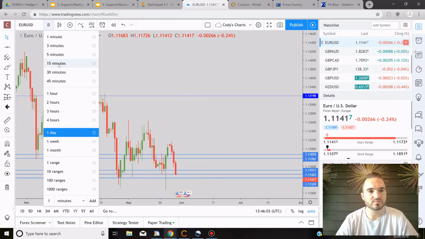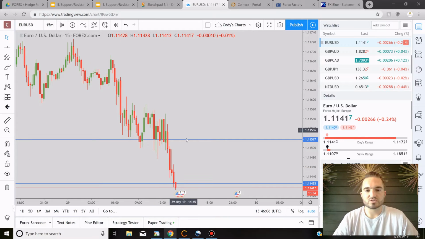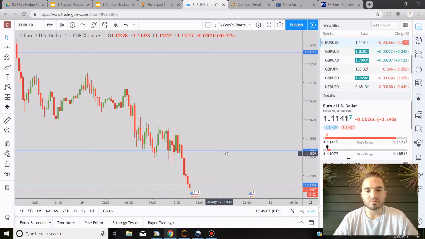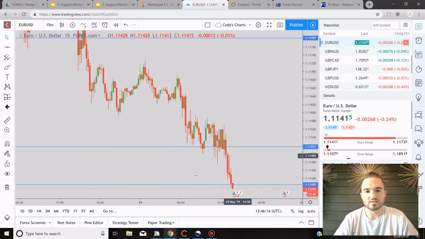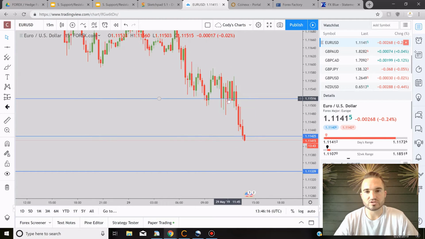I'm going to go back to the 15. Because when it tends to get to these points, other people out there that are buying and selling currency are also wondering the same thing, like, what's going to happen. And so it's just a question of who, what.